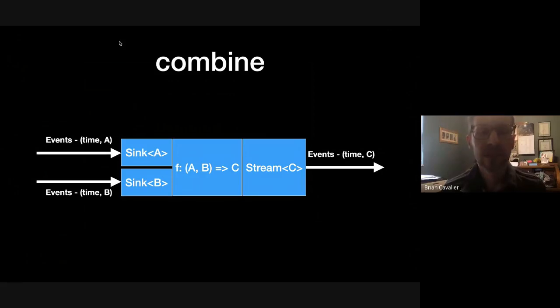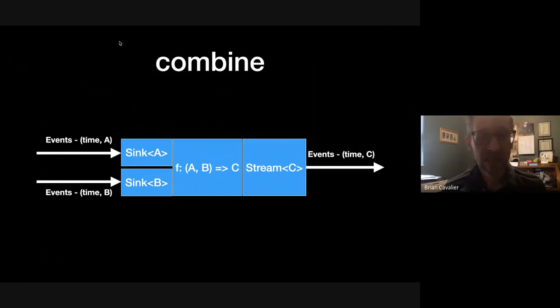So in order to call F, you need both an A and a B. So something's already different, right? Like merge, if you get an A, you can just propagate it. Or if you get a B, you can just propagate it. But here, we need both an A and a B in order to call the function.